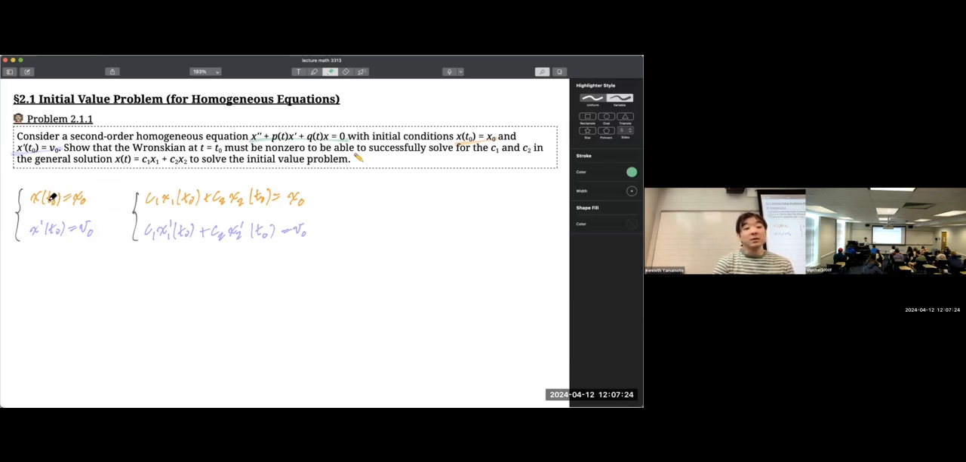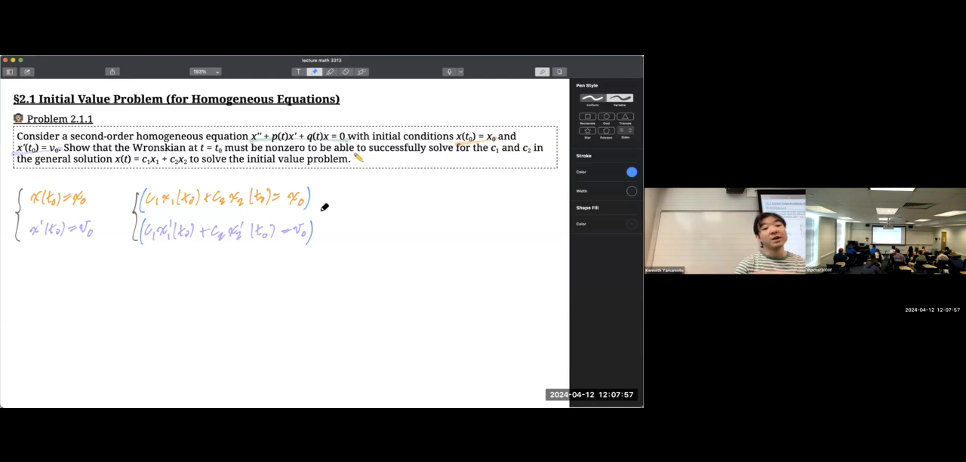what you say is, okay, this is an initial condition on the function. We plug t naught into our solution and say that has to equal x naught, and then we take the derivative and plug in t naught, and that has to equal v naught. So you have these two equations that need to be satisfied in order to solve this initial value problem. We're finding c1 and c2 so that you can satisfy these two initial conditions. You need two initial conditions because you need two equations for two unknowns. Your two unknowns here are c1 and c2.